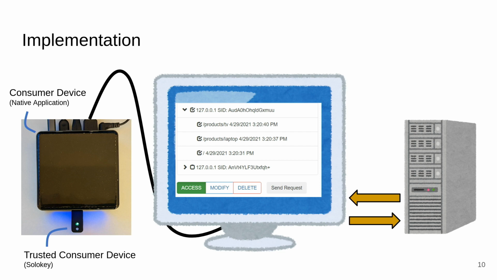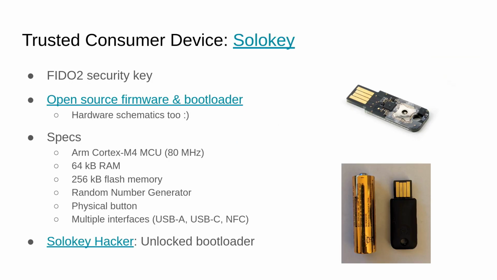This is the actual device that we implemented on, and this is probably the most important part of the VICEROY implementation, and I'll be talking a lot about this key. This is the trusted consumer device that I was talking about in the previous slides. So keep that in mind. Okay, so let me talk more about this key. This is called a Solokey.